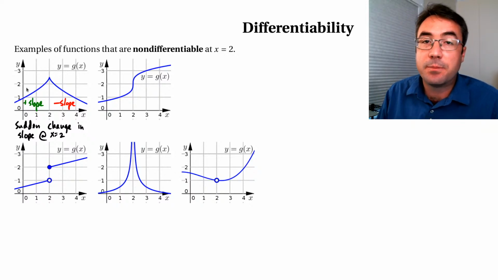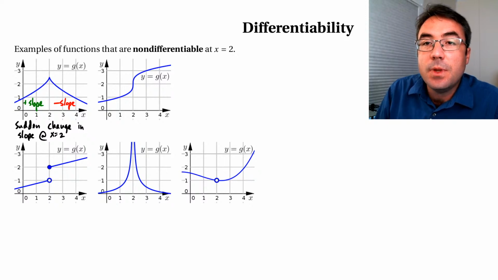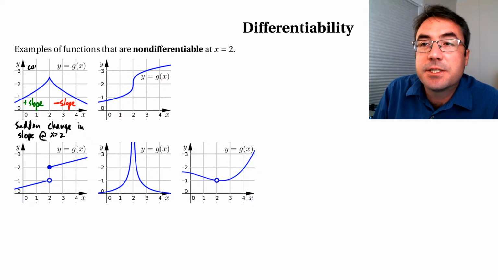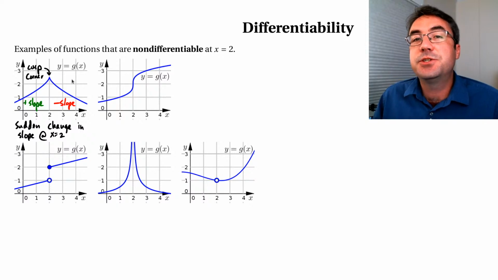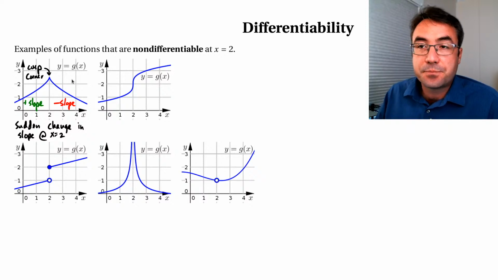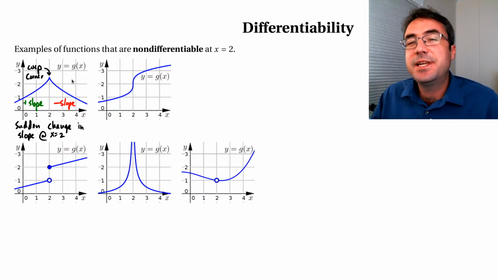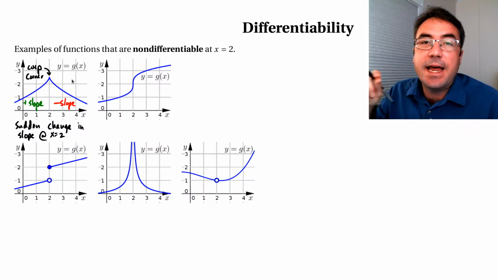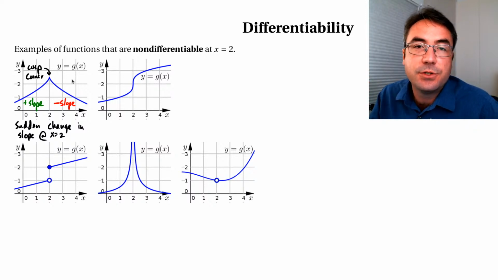And that sharp, abrupt change, we give that a special name. We normally call that a cusp or a corner. And so differentiability, the idea of being differentiable, has a connotation of our curve being smooth. So no jagged edges like that, no abrupt changes.